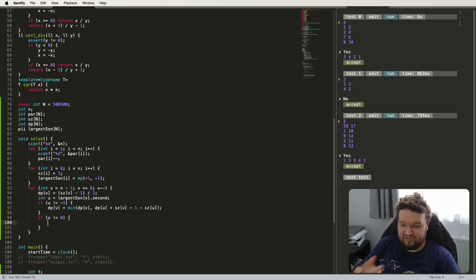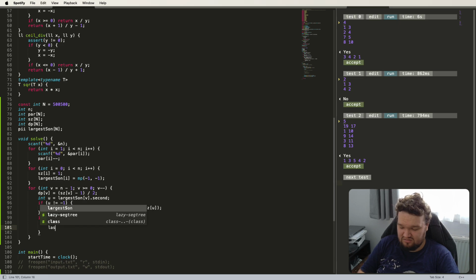And if v is not 0, I need to update my parent. I need to say that its size is increased by my size, and probably update the largest son of the parent of v: maximum is the old value, and make pair size v.